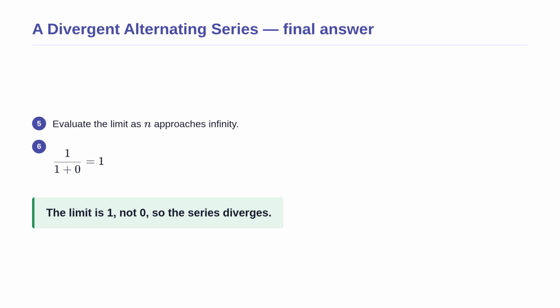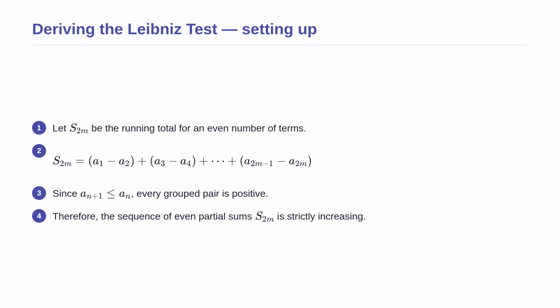Because the limit of the positive terms is 1 and not 0, the series completely fails the Leibniz test. Physically, this means the individual steps never vanish. Instead of settling down, the running total will just bounce back and forth endlessly between two different values, meaning the series diverges. Now that we have successfully used this test, let us understand where it comes from by proving it.